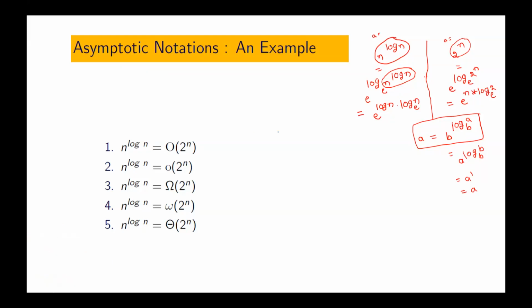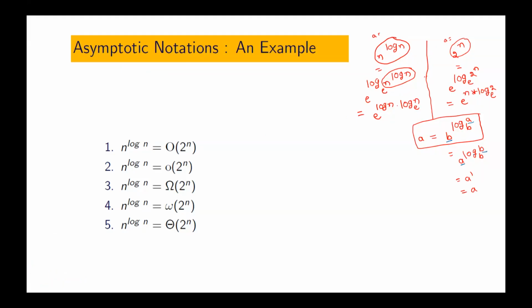Let us see. Given directly n power log n and 2 power n, we are not able to compare directly. So we know that a is same as b power log a base b. Is this clear to everyone? Why is it so? In b power log a base b, a and b we can interchange. So that's what I have done.